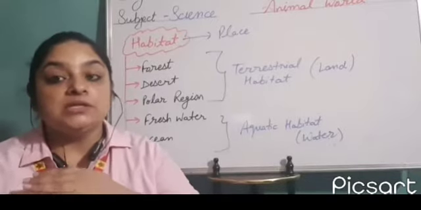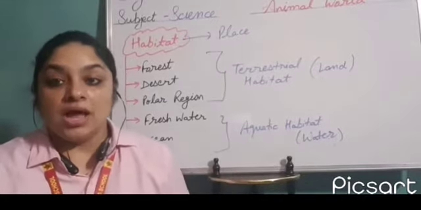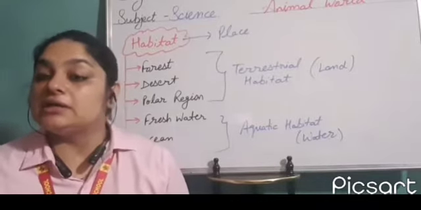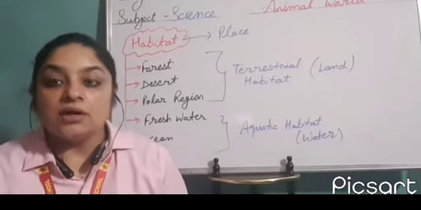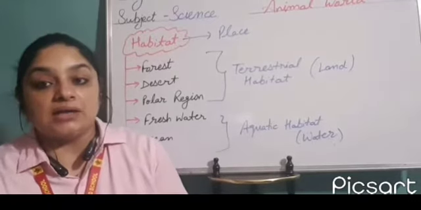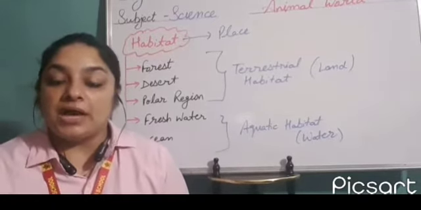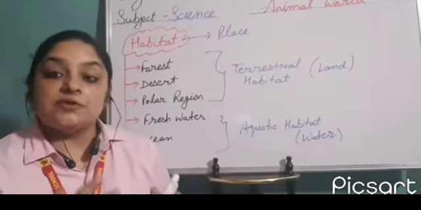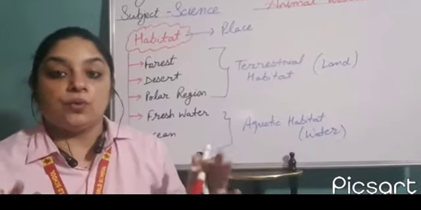Next one is the polar region, the Arctic and Antarctica region. Most of the time these are places which are covered with snow and are extremely cold. So the animals which we can find in the polar region are the ones which can cope with that extreme cold. For example, penguin, walrus, and polar bear, which can survive in that much cold.